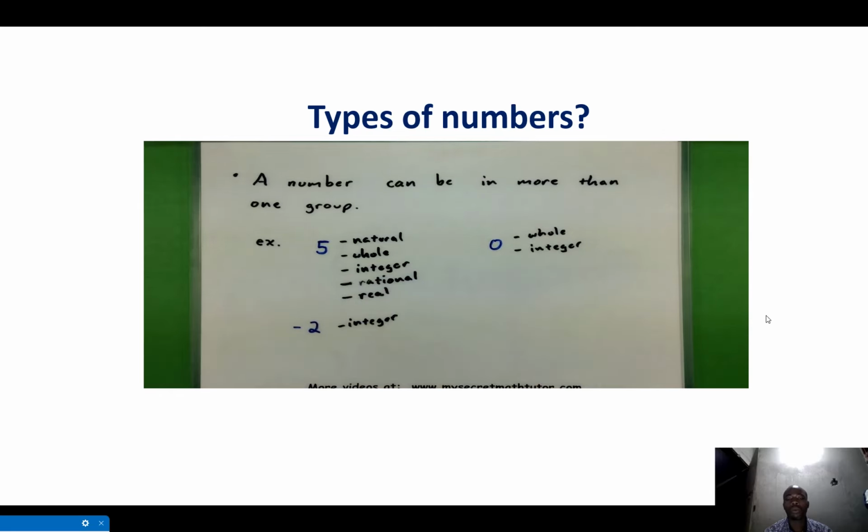So always be on the lookout as you're learning new types of numbers to think about the numbers you've already learned about and what groups those would end up being in. In my next video, we'll talk about how you can take these numbers and classify them a little bit better, and also how these different types fit into one another.